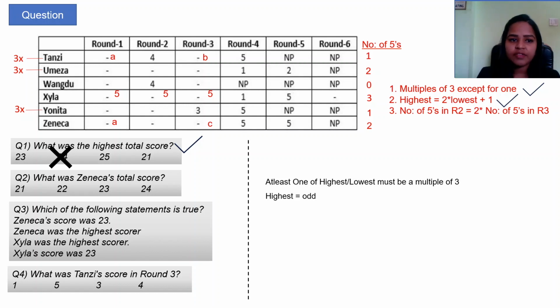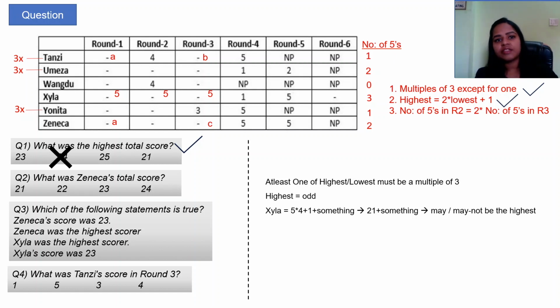So 24 is definitely not the answer because it is an even number. Similarly, if you look at Xyla, we have directly come to this conclusion that in round 1, round 2 and round 3 it scored 5 each because it played all the 6 rounds. And if you see the total score until round 5, it is 4 5s plus 1, that is 25 plus 1 plus something in round 6, right?